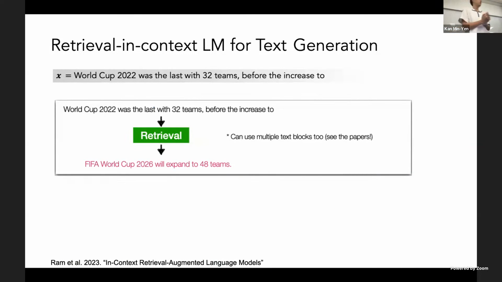So I will introduce the first one. The first one is called RALM. I will just brief it as RAL. So let's take an example. So the X is like "World Cup in 2020 was blah blah blah blah blah." Before it's increased to, then is the text I want the LM to generate.